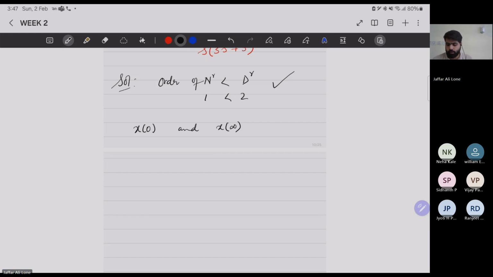Anyone? What are the initial values and final values? Again, you have to use the initial value and the final value theorem. It's very easy.